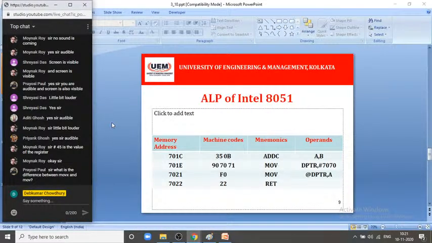One question came: Sir, what is the difference between MOVX and MOV? MOVX is basically the indirect addressing mode. In this MOVX instruction, the value of a memory location, say 7050, is transmitted to the accumulator via DPTR, or the data pointer register.